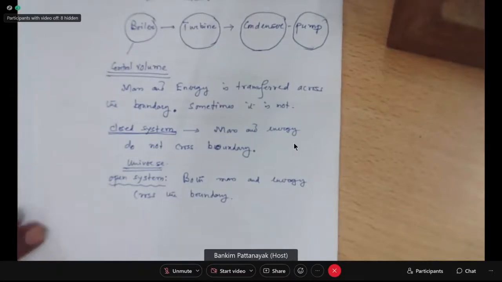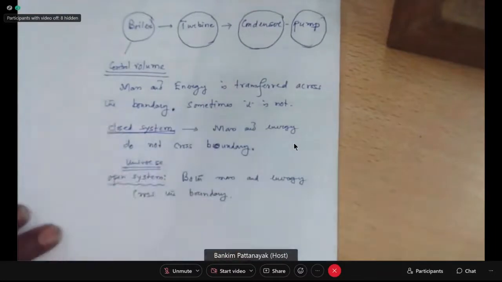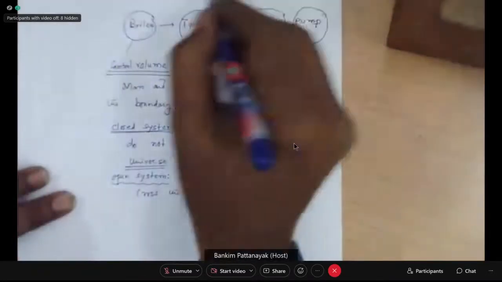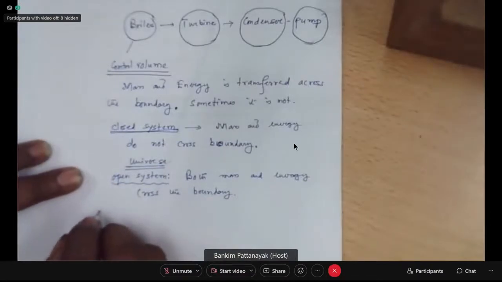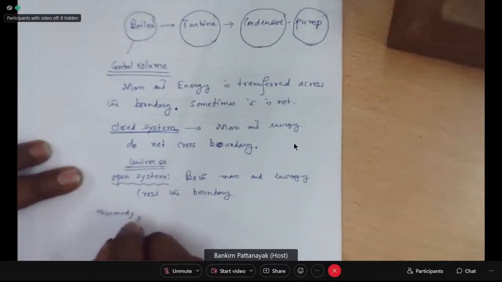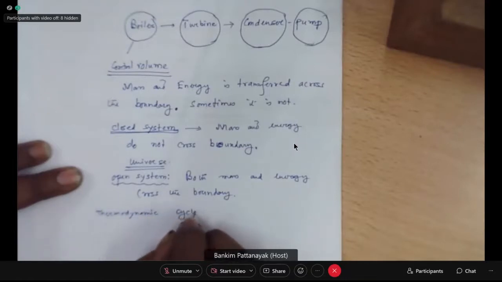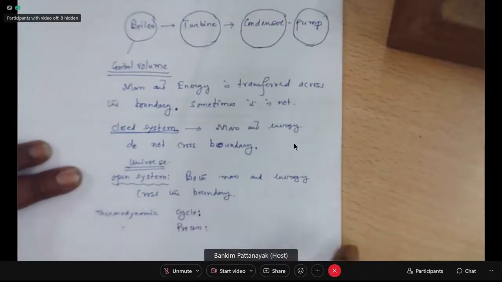Therefore, we will deal with these kinds of open systems. Now, thermodynamics, open system, and first law of thermodynamics. See, there is a term called thermodynamic cycle and thermodynamic process. What is process and what is cycle?